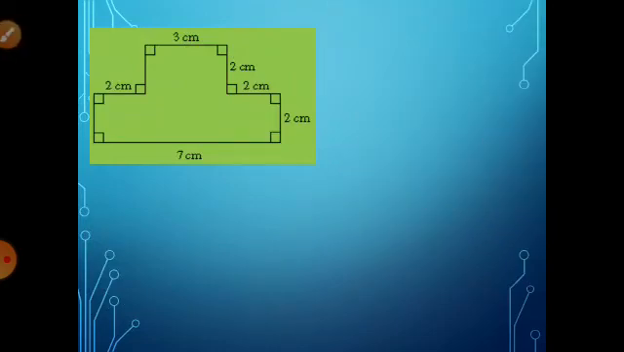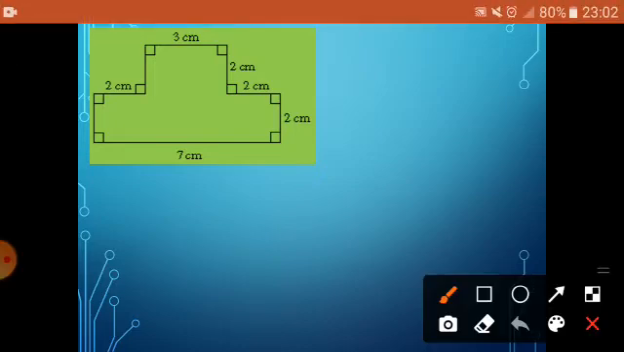Let's move towards this one. Here is another compound shape for you. So let's see how to calculate its area. The first target is to split the shape into two parts. So I just give the name 1 and 2 this time. Rectangle 1 and rectangle 2, because these are rectangular shapes.